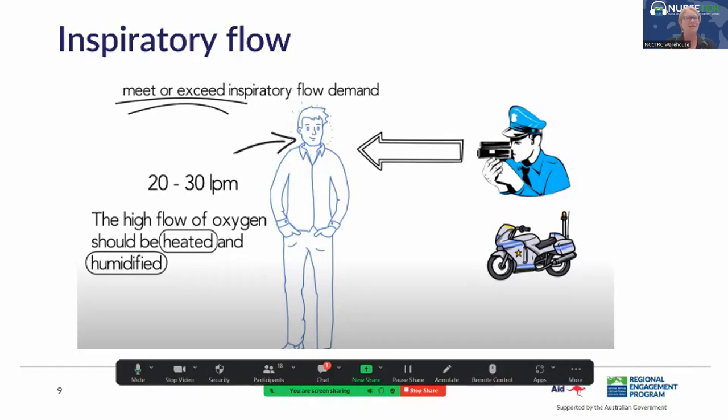Okay, but someone who is sick, who has pneumonia or a chest infection or COPD, their inspiratory flow demand will continue to be high. It will continue to be 60 or 100 or sometimes even 200 litres per minute. And if they continue to have that inspiratory flow demand, they are going to get tired and exhausted. So that's when we think about applying high flow so that we can meet that inspiratory flow. All right.